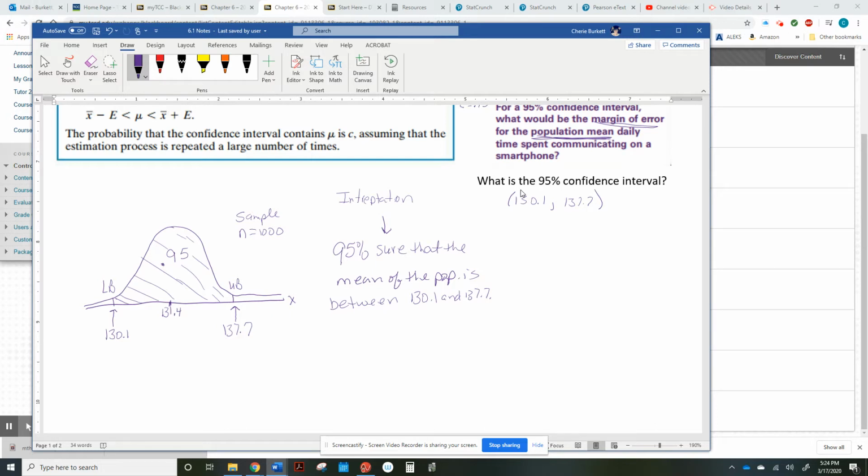Sometimes on your test, they're going to ask you to write this confidence interval, and writing it like that is perfectly fine. But they're also going to ask you to write it as an inequality. When they want you to write it as an inequality, you still use parentheses. You still write 130.1, but instead of putting a comma, you put less than x less than 137.7. So this is called inequality notation.